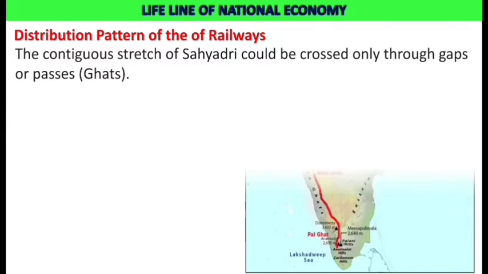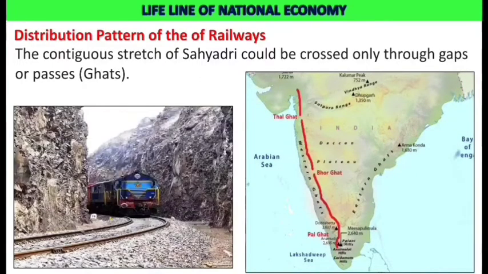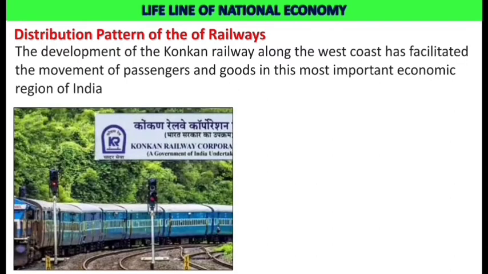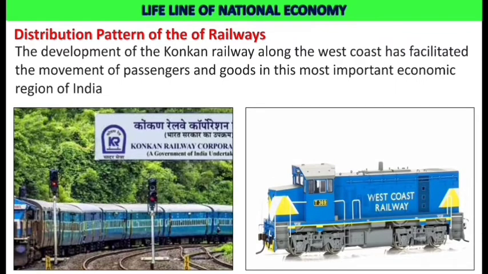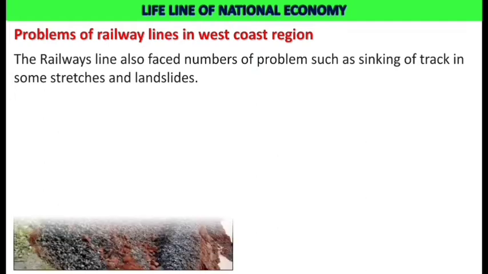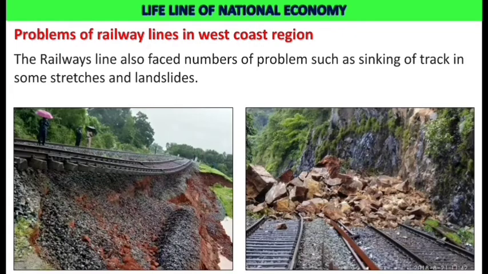The contiguous stretch of Sahyadri could be crossed only through gaps or passes, meaning ghats. Meaning in the region of western ghats, railway lines pass through ghats like Thal Ghat, Bhor Ghat, Pal Ghat. The development of the Konkan Railway along the west coast has facilitated the movement of passengers and goods in this most important economic region of India. Problems of railway lines in the western coast. The railway lines also faced a number of problems such as sinking of track in some stretches and landslides.